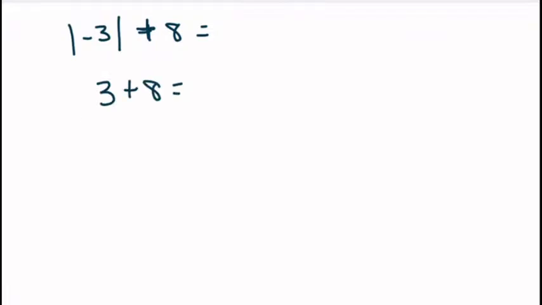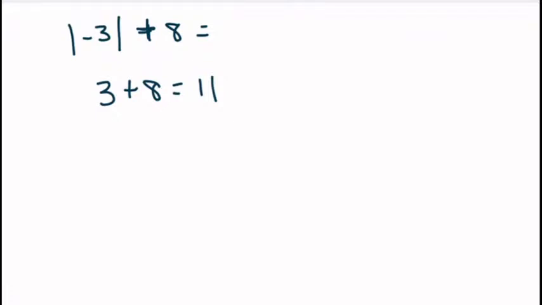Now let's try solving some simple equations with this. So what if you had something like the absolute value of negative 3 plus 8? Well, to solve this, you first calculate the absolute value of negative 3, which is just positive 3. So this is simply positive 3 plus 8, which is equal to 11.